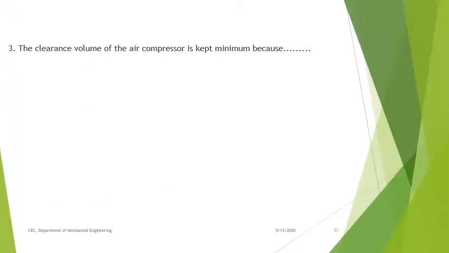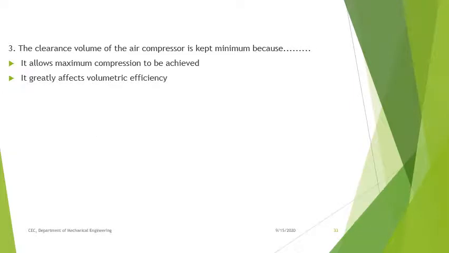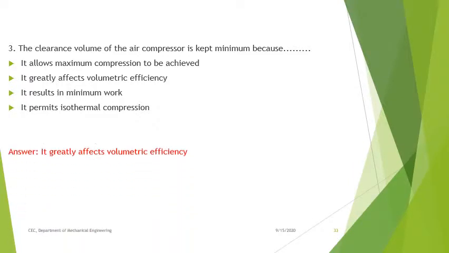The clearance volume of the air compressor is kept minimum because, to allow maximum compression to be achieved, it greatly affects volumetric efficiency, it results in minimum work, it permits isothermal compression. The answer for this one is, it greatly affects volumetric efficiency.